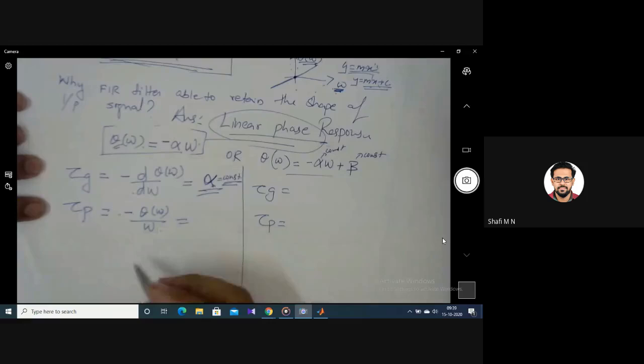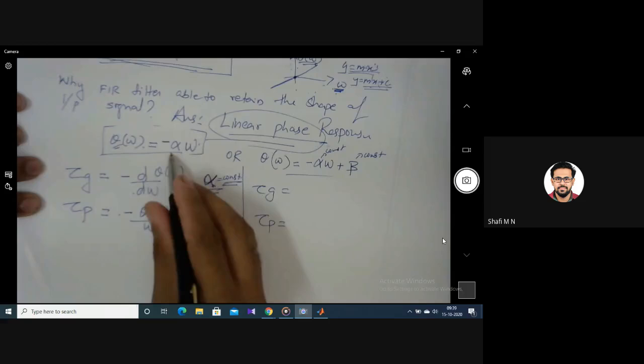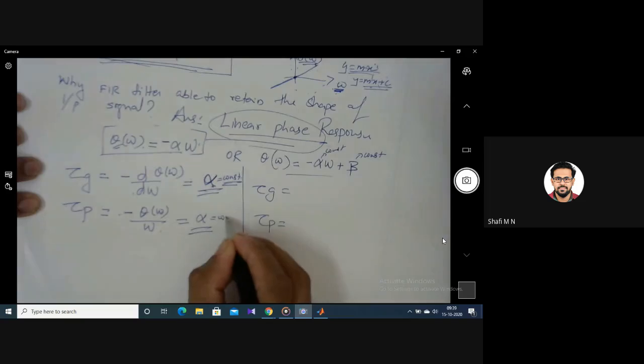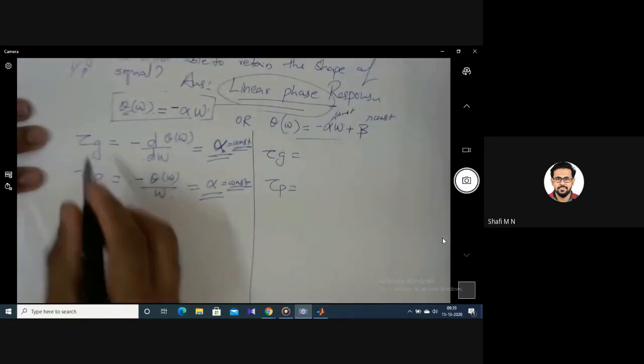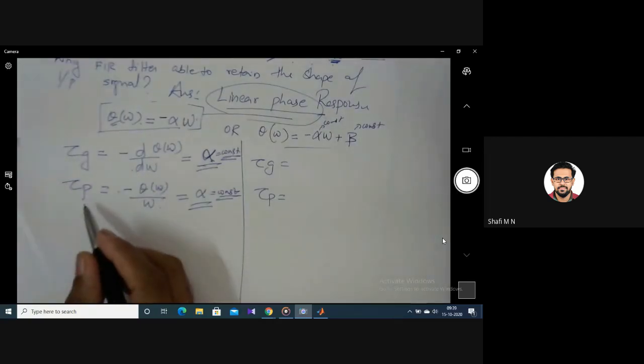Now let's see the phase delay. What is phase delay? Minus theta of omega by omega. So minus alpha omega by omega, omega and omega get cancelled. I'm not writing the steps, so we get alpha again. Again the observation is that it is a constant. So here you can say that tau g and tau p are constant. Group delay and phase delay are constant. Is that clear? That is one observation.